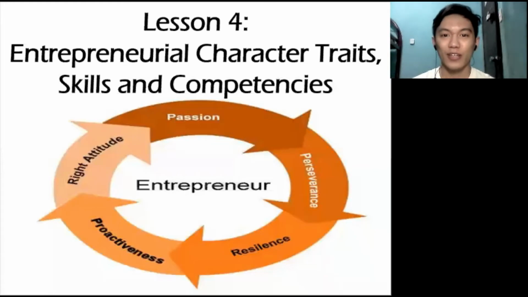Hello class, welcome to our fourth session, lesson number 4, which is the entrepreneurial character traits, skills, and competencies. Very important as an entrepreneur, as a student in entrepreneurship, that you have the specific character traits, skills, and competencies that you have. Baka pwede mo siyang magamit to your entire entrepreneurial ventures and activities.